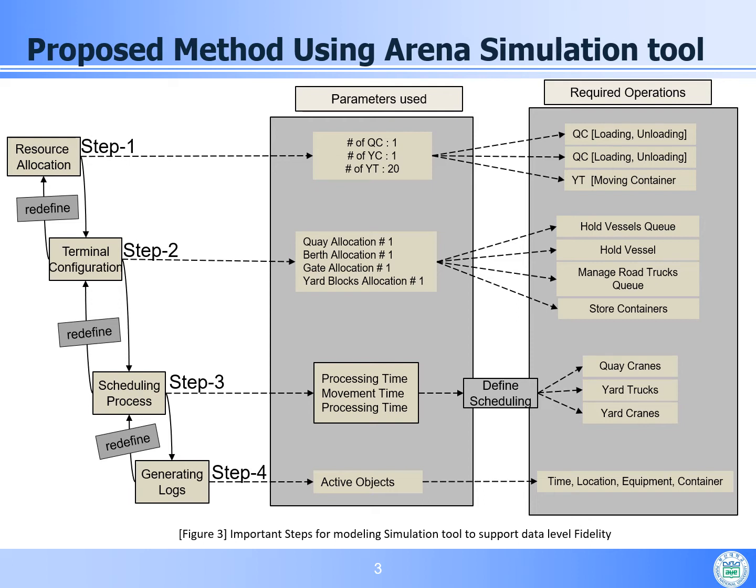And then we have the scheduling process, in which we define the processing time of the QA crane and the movement time of the yard trucks, and we also define the processing time of the yard cranes. And then we have the fourth step, which will generate the logs. Our logs are based on two objects. Firstly, we will focus on active objects, which work on the time, location, equipment, and the container.